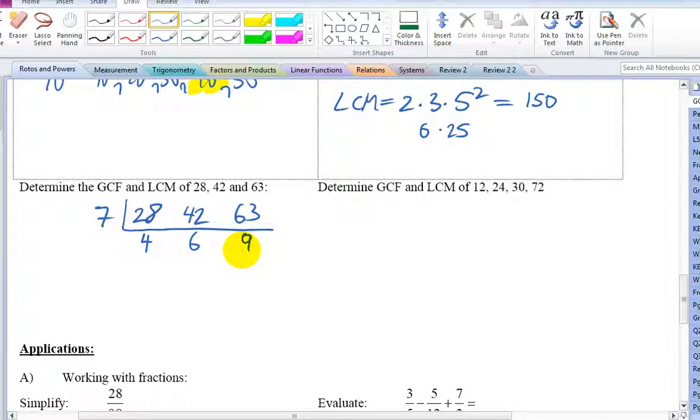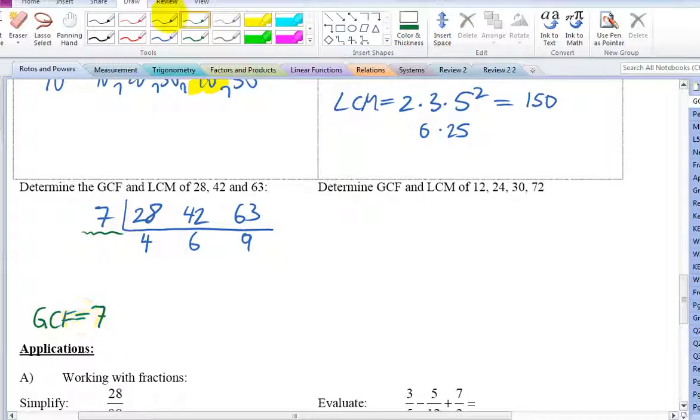Okay. Can you divide them all by the same number now? No. Like 4 and 6, you can divide by 2, but not the 9. 6 and 9, you can divide by 3, but not the 4. So now you can put a little GCF line. Your GCF equals 7. This is where you got to be careful.